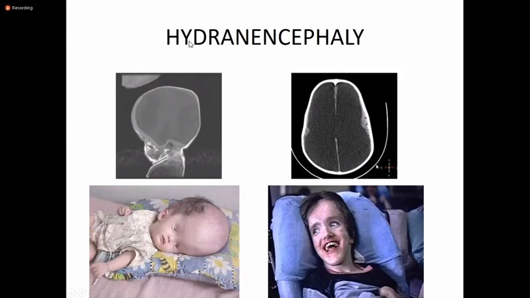Again, we put the VP shunt. But these patients do not respond well as far as their milestones are concerned. They remain vegetative.